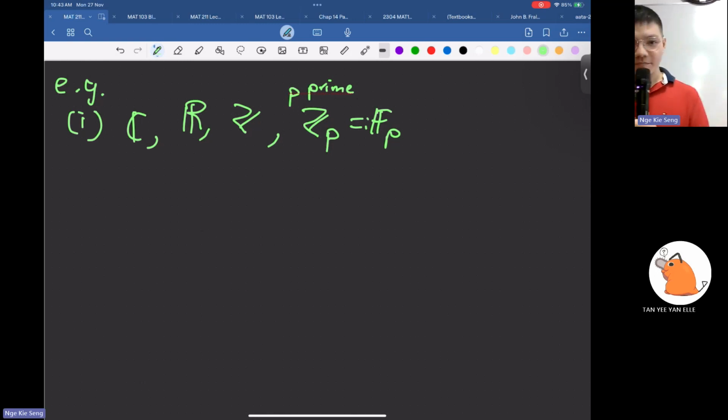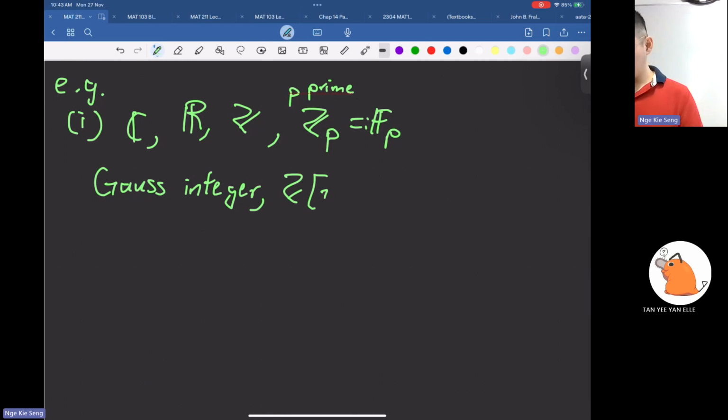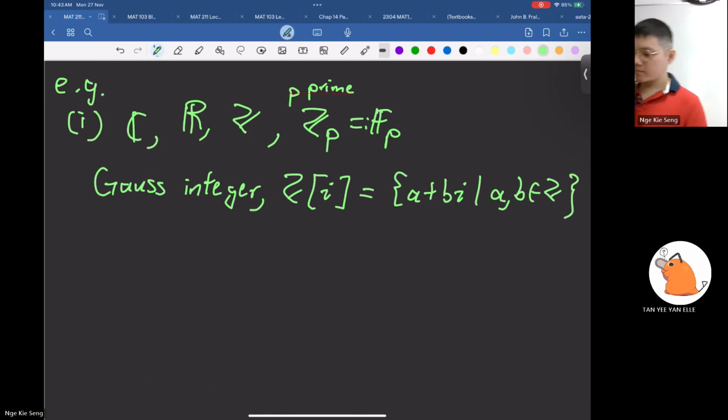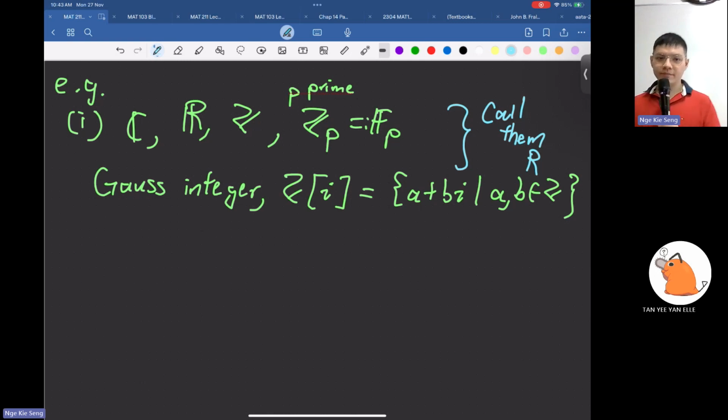Sometimes you will also see the Gauss integers, for example this set here, a plus bi such that a and b are in Z. What is the complex numbers? It is just R adjoined with i. Let's call all of these R. These are rings.